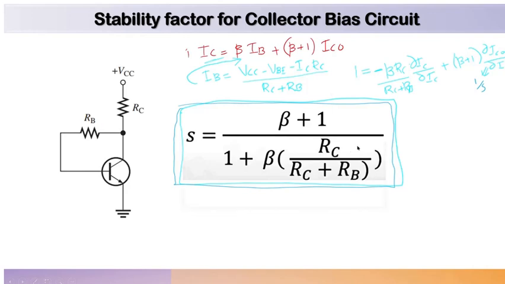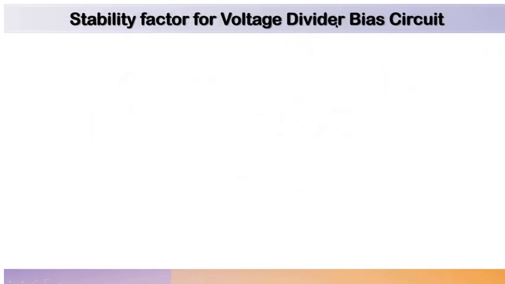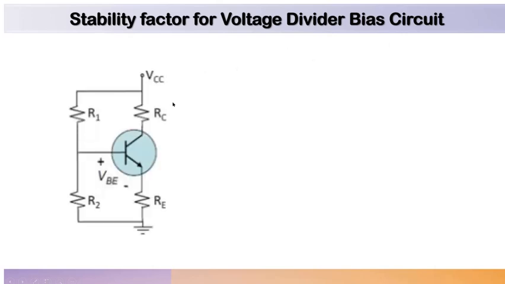Okay, now coming to the voltage divider bias circuit. This is the circuit for voltage divider bias. Okay, and here stability factor is defined as S is equal to RB by RE. So here you can see where RB means base ഉള്ള equivalent resistance ആണ് ഈ RB എന്ന് പറയുന്നത്. RE is the emitter resistance. So here stability factor is dependent on RB and RE.